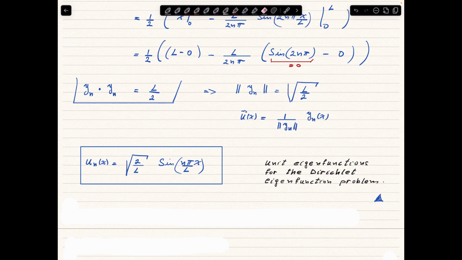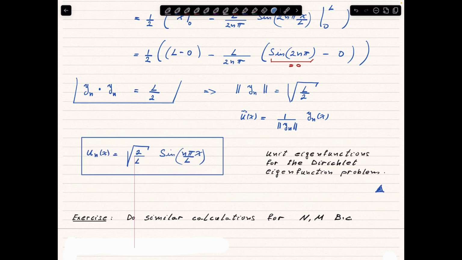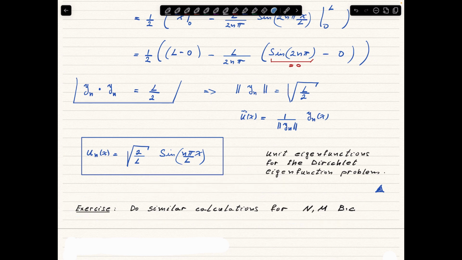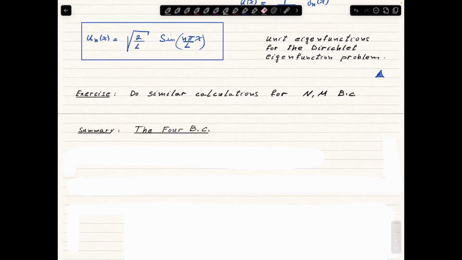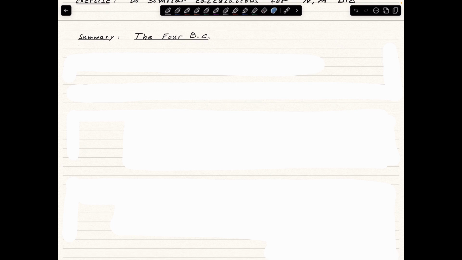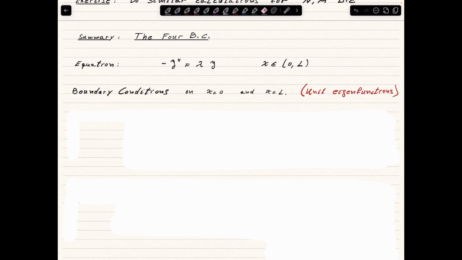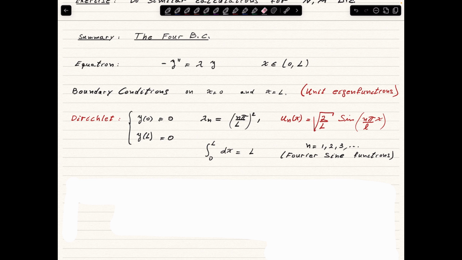As an exercise, you can try to do a similar calculation for the other eigenfunction problems, not the Dirichlet, but also the Neumann and the mixed boundary condition problems, and find the lengths of those vectors and the unit eigenfunctions for all these problems. If you do that, this is what you are going to get. For the four eigenfunction problems, recall we are working on the interval 0 to L, and the boundary conditions are at 0 and L. We just did the Dirichlet problem, and we found that these are the unit eigenfunctions.